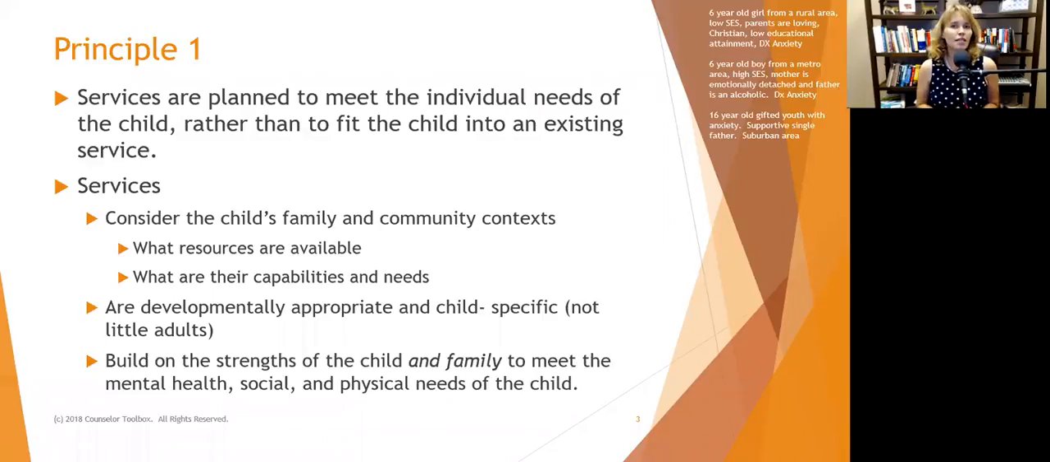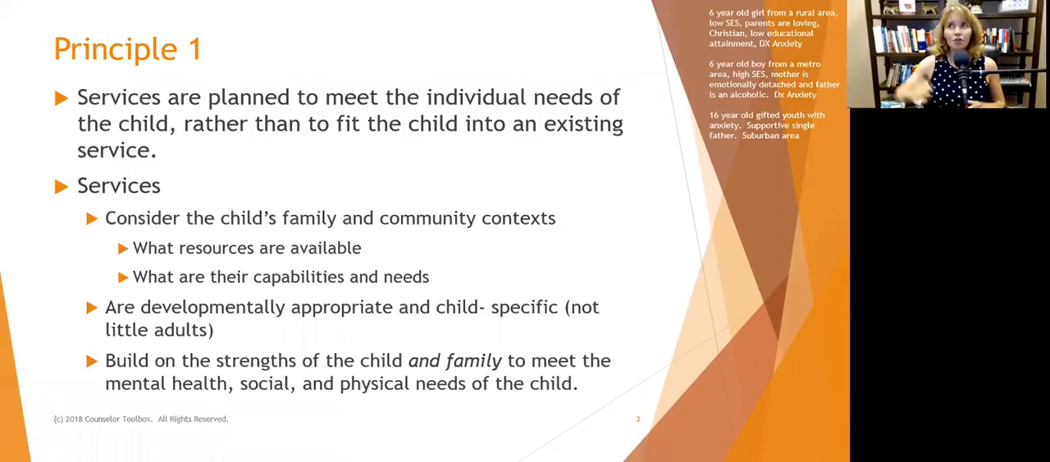So this little boy lives in a metro area, so ostensibly there are services everywhere. They're high SES, so they can afford services. The mother is emotionally detached, so she may not be as involved in being a support in this particular scenario, at least at the beginning. And father is an alcoholic, so we don't really know what kind of impact that has on Junior at this point, and it may contribute to the anxiety. But when we're talking about resources that are available, these two children, same age, same diagnosis, very different treatment plans.